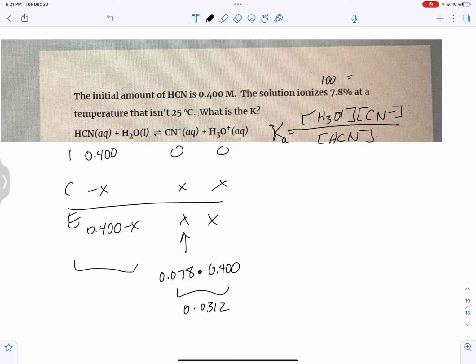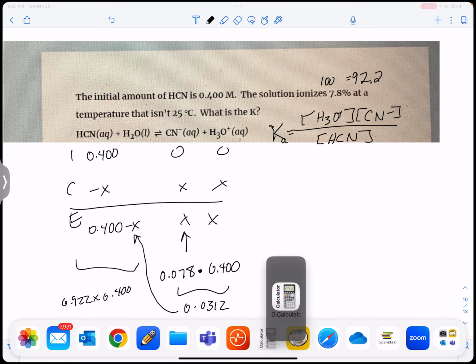Now, you can either do 100 minus this number. So that's going to be 92.2. And then do 0.922 times your 0.400. So you can either do that, or you can just go ahead and plug this in and do 0.400 minus that. Either way will work, whichever one you have a preference for. I'm going to do it this other way this time.